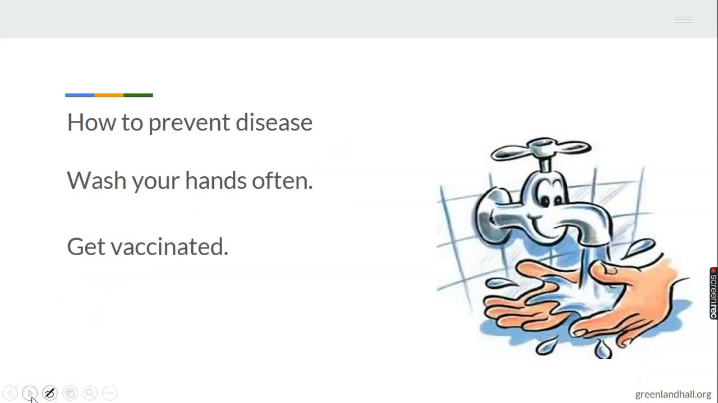Now, how to prevent disease also, you can wash your hands often. Nobody says you can only wash your hands once. You wash your hands a couple of times.